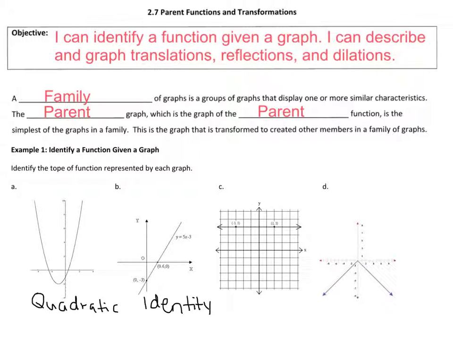In example C, we just have a horizontal line. So we know that the parent function of this graph is going to be the constant function. And in example D, we have a V shape, which we know goes with our absolute value function.